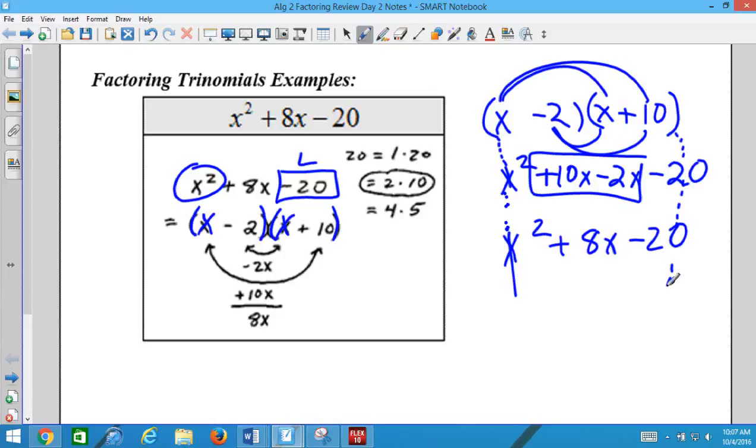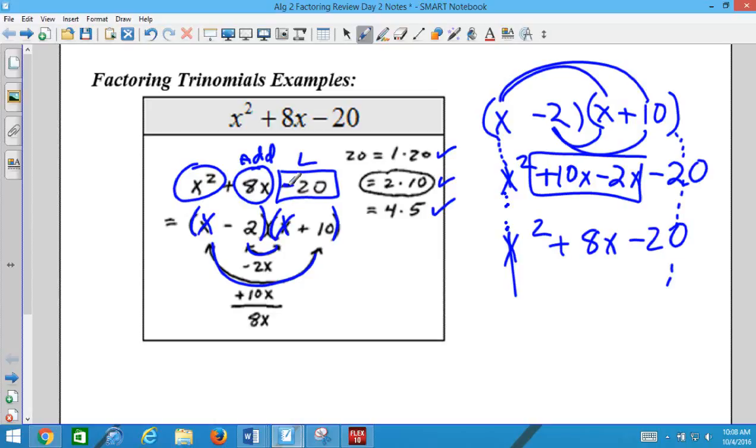Finally, I have to figure out when I multiply them back together, when I do my outer and my inner for FOIL, it has to add up to give me the middle term. So now what I'm thinking is which 2 of these adds up to give me an 8? Well, not really add to give me 8. Since this is a negative 20, one of these is going to have to be a negative number. So which 2 of these add together to give me 8 if one of them is negative?